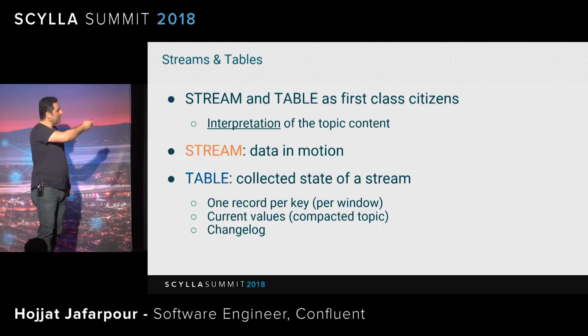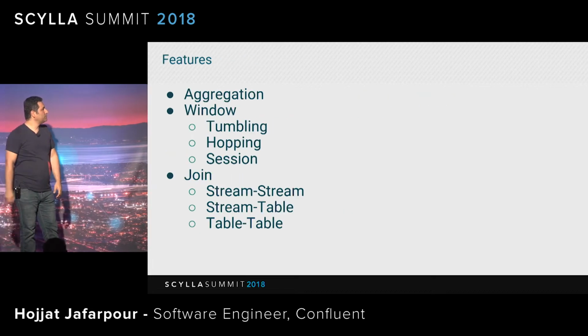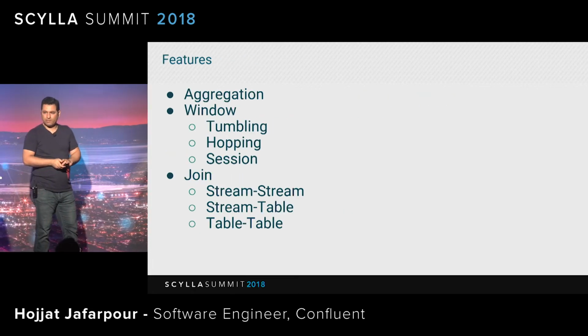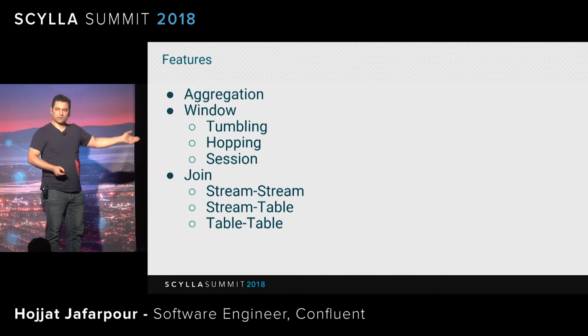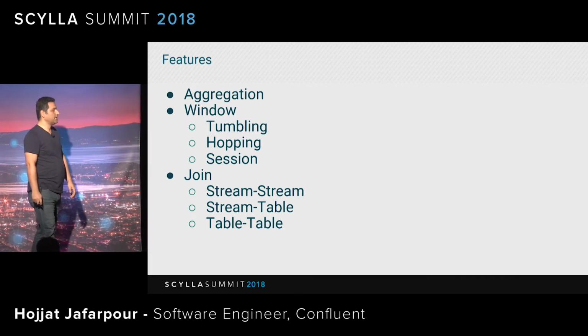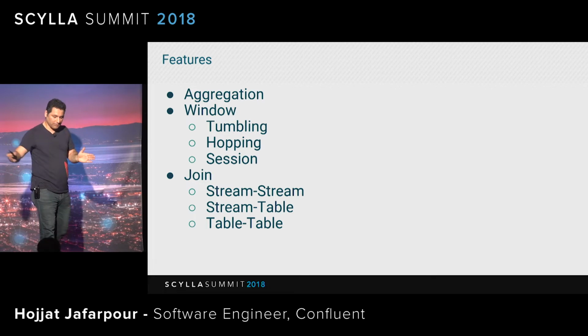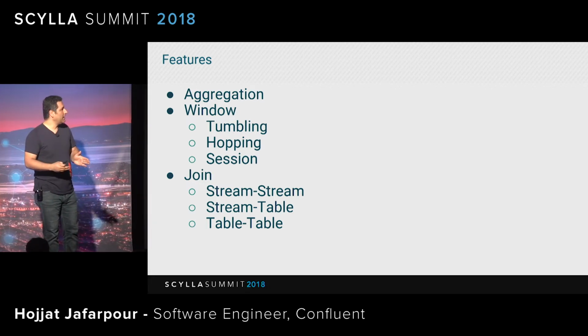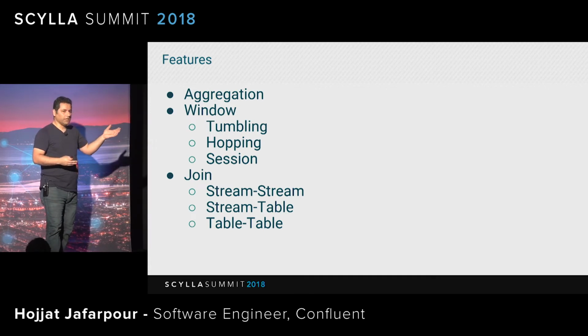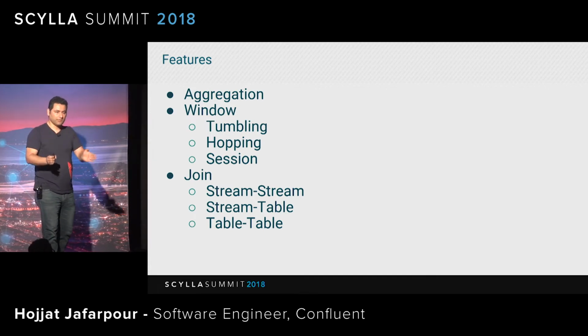Now that we know that we can have streams and tables, let's go to the next step and see what else KSQL provides for us. When you have streams and tables, you can do a lot of operations on those using KSQL. KSQL provides aggregation. So if you have a stream of data coming, you can perform some aggregations on this stream of data. And also we have windowing. So you can perform those aggregations for different windows.